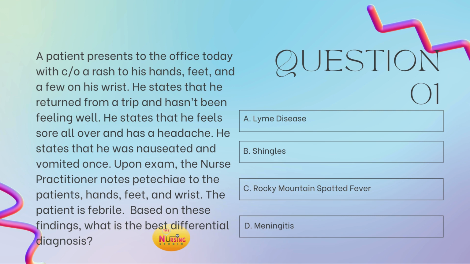Is it A, Lyme disease, B, shingles, C, Rocky Mountain spotted fever, or D, meningitis? Take a moment and tell me what you got in the comments.